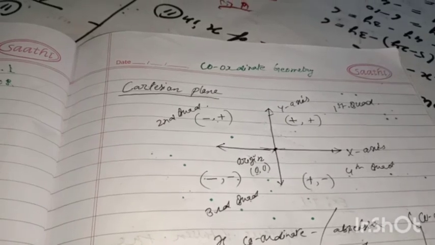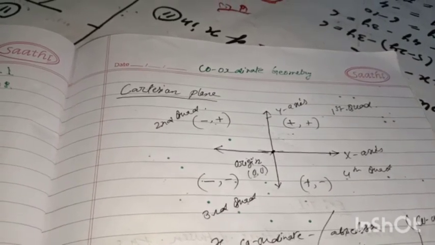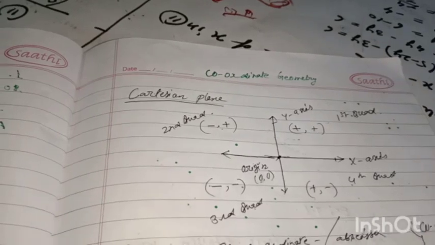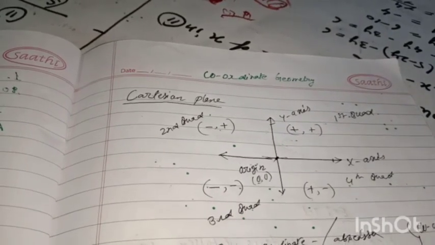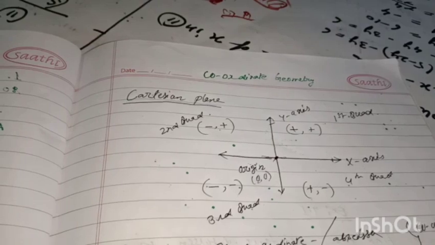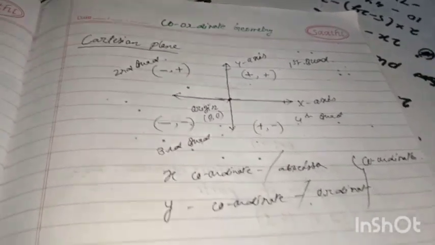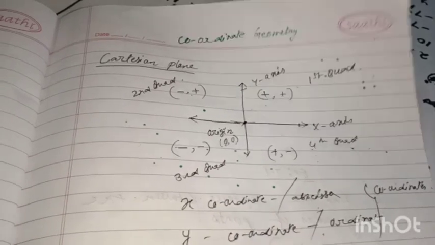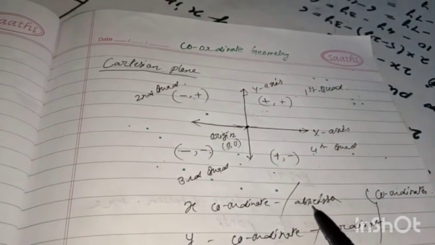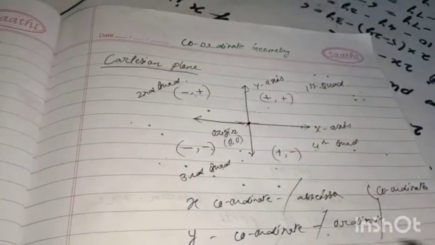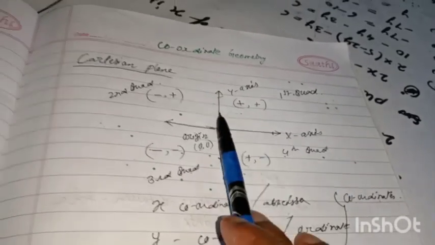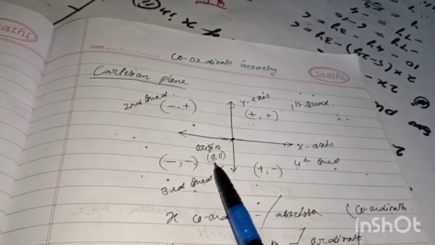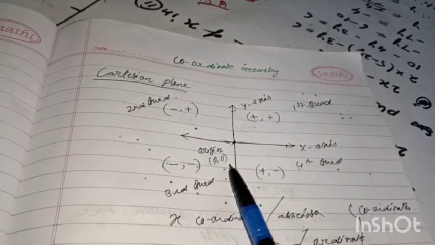Understood? First quadrant, second quadrant, third quadrant, and fourth quadrant. This is the basic concept of coordinate geometry, that is, the Cartesian plane. Also you learned in class 9 how to plot points on a Cartesian plane. Now, what do coordinates mean? There are two coordinates, x coordinate and y coordinate. The special name of the x coordinate is abscissa, and of the y coordinate is ordinate. Both of these together are called coordinates. You plot the x coordinate on the x-axis and the y coordinate on the y-axis. That is why you write the x coordinate first and the y coordinate second.